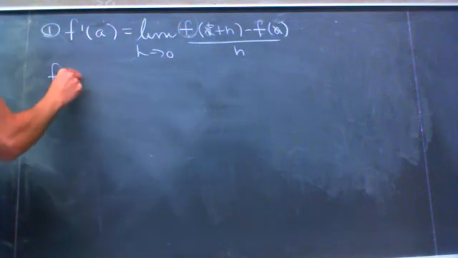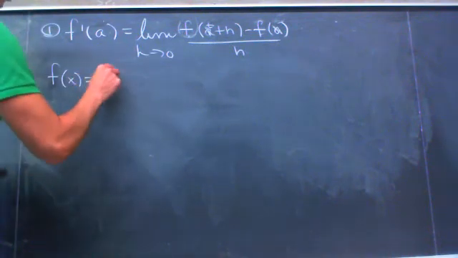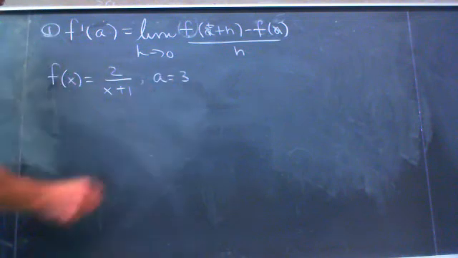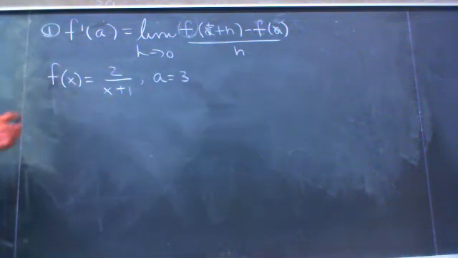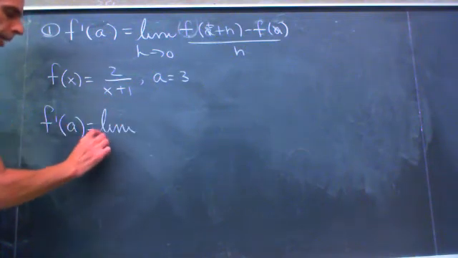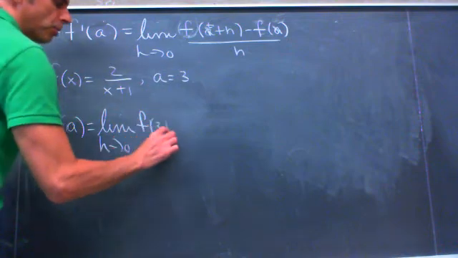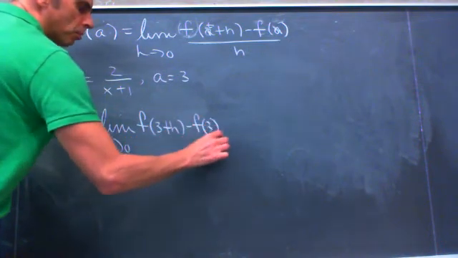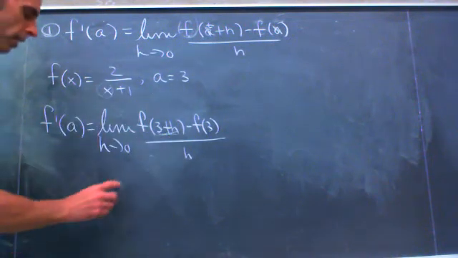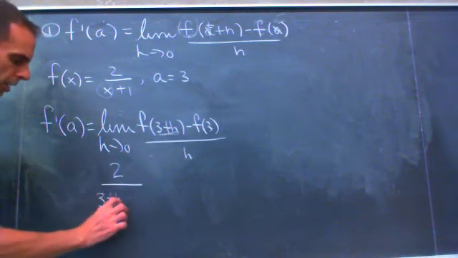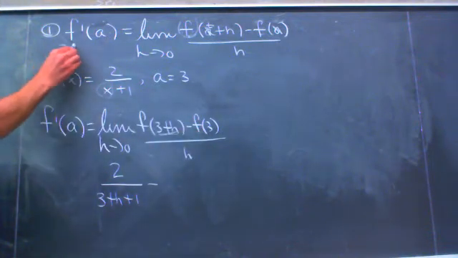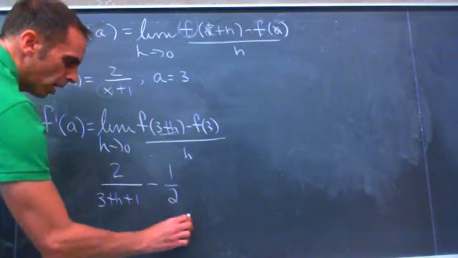So if your function is f of x equals, say, 2 over x plus 1, and the a value is, say, 3. Using the definition, find f prime at a. Well, that would be equal to the limit as h approaches 0 of f at 3 plus h minus f at 3 all over h. So replace x with 3 plus h and get 2 over 3 plus h plus 1 minus f at 3, putting 3 into there, is 2 over 4, or 1/2, all over h.